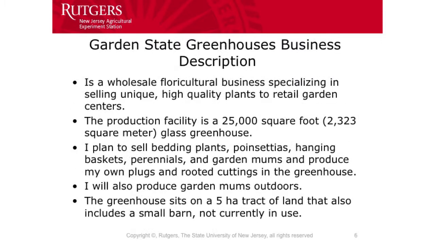The description is it's a wholesale floriculture business specializing in unique high-quality plants to retail garden centers. They have a 25,000 square foot greenhouse that's glass. I plan to grow bedding plants, poinsettias, hanging baskets, perennials, and so forth. And then there's a 5-acre tract with a barn that's not currently in use. So that's when you go back to the SWOT, that's the farm we're talking about in the example, and I want you to think about your farm and what your strengths and weaknesses are.